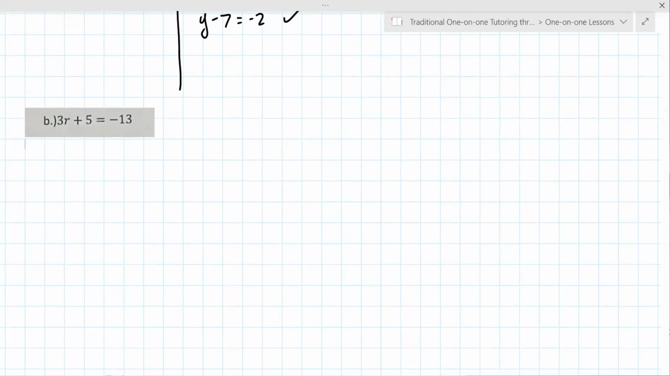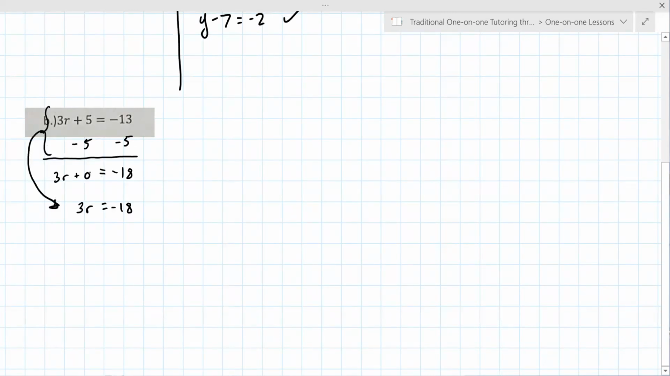All right, so here you're going to undo addition first. So you're going to subtract 5 from both sides of the equation. So this is 3r plus 0, but you don't write the plus 0. You actually want to write this line here, what you really want to get to. You want to be able to go from these two lines down to this one. You don't necessarily want to write plus 0. You follow that? Okay.